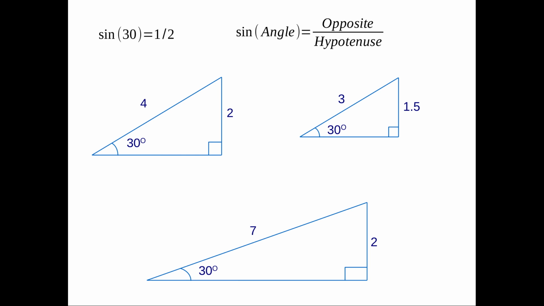Something like this doesn't work. You can't have a triangle with a hypotenuse of length 7, an opposite side of 2, and an angle of 30 degrees. That's just not a triangle.